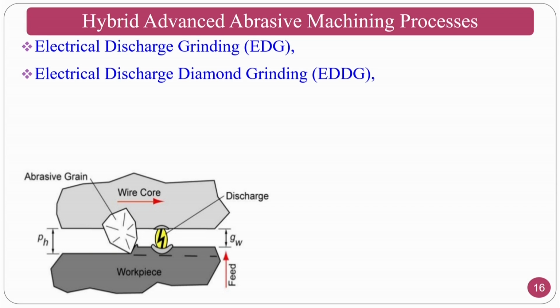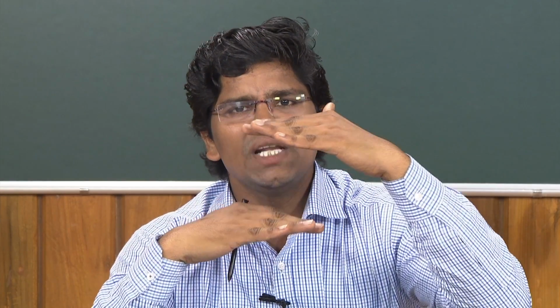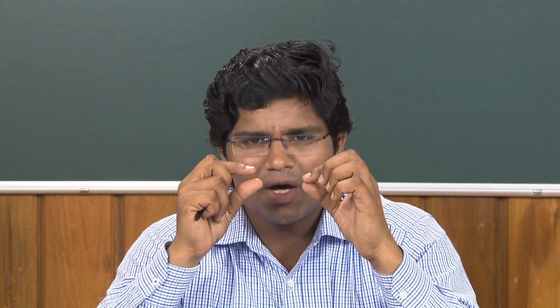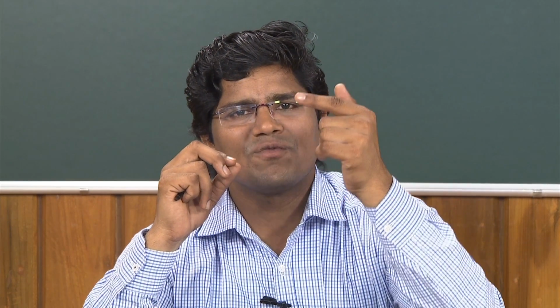EDM works whenever you have a negative terminal and a positive terminal. The negative terminal releases electrons. These electrons will hit the dielectric molecules and generate more electrons, because normally the dielectric fluid is deionized water. Deionized water means the ions are mostly removed from it, that means electrons are dominating. Whenever one molecule of dielectric is hit by an electron from the negative terminal, it will generate a lot of electrons. The electrons are very small in size.